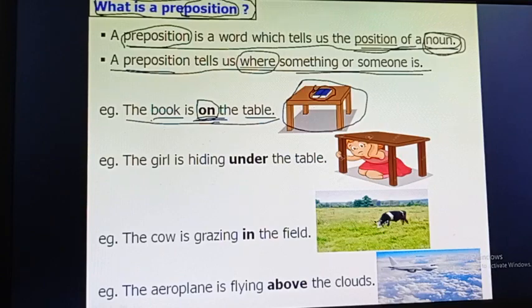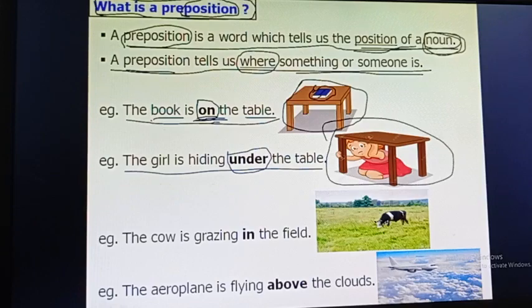Okay, next example, the girl is hiding under the table. All right, so the preposition here is under. This under tells us where the little girl is hiding. This is the table, and under the table, see, the little girl is hiding. The girl is hiding under the table. So this under tells us where the girl is.